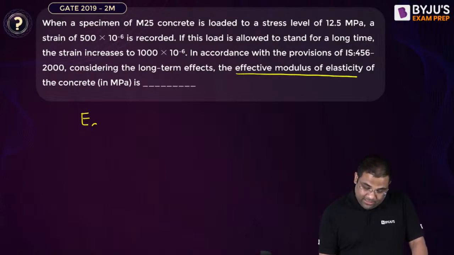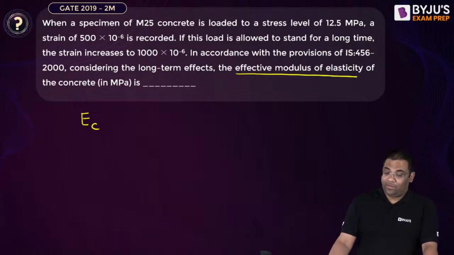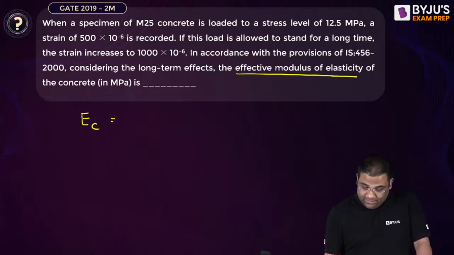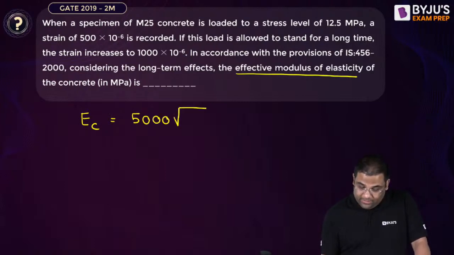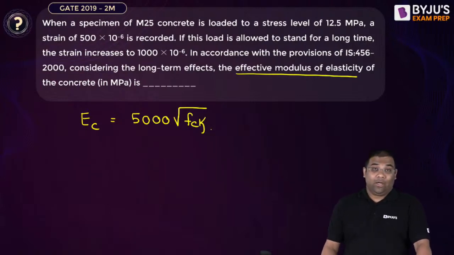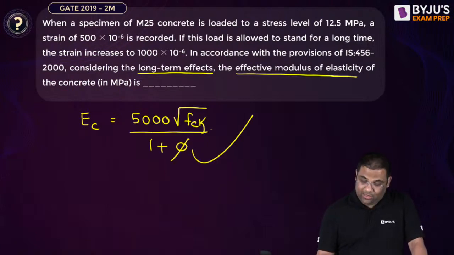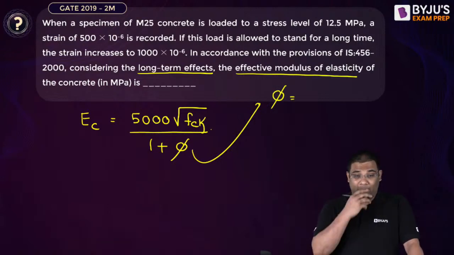Means, the effective modulus of elasticity. Okay? So this is 5000 root fck. But this is the short-term elastic modulus. If we consider the long-term, it is divided by 1 plus phi, where phi is your creep coefficient. What is creep coefficient?